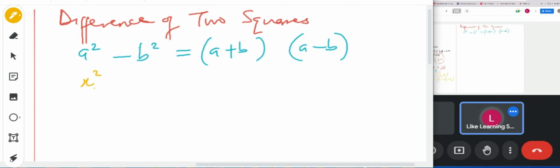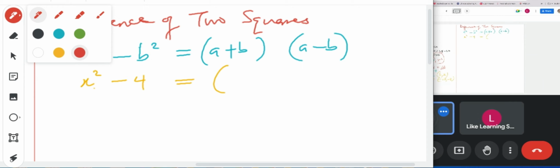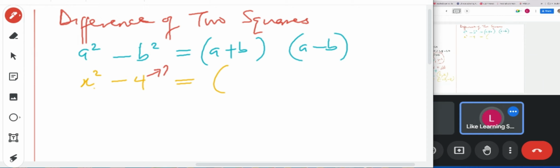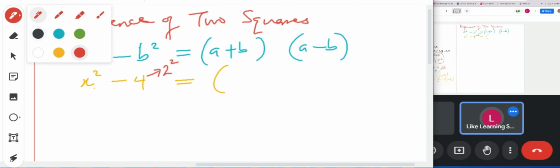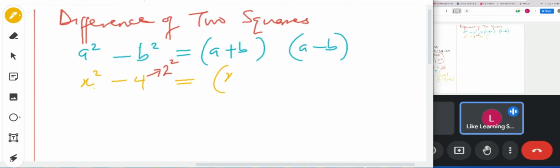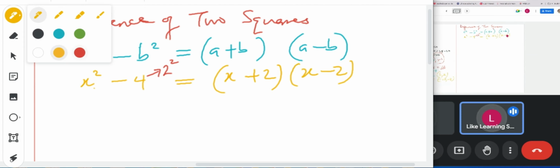x squared minus 4. What will it give you? It'll be bracket x plus 2, bracket x minus 2, because this 4 is the same thing as 2 squared, isn't it? That's why it is x plus 2. You can start with plus or start with minus, it's the same thing. Now, what about if you have this?